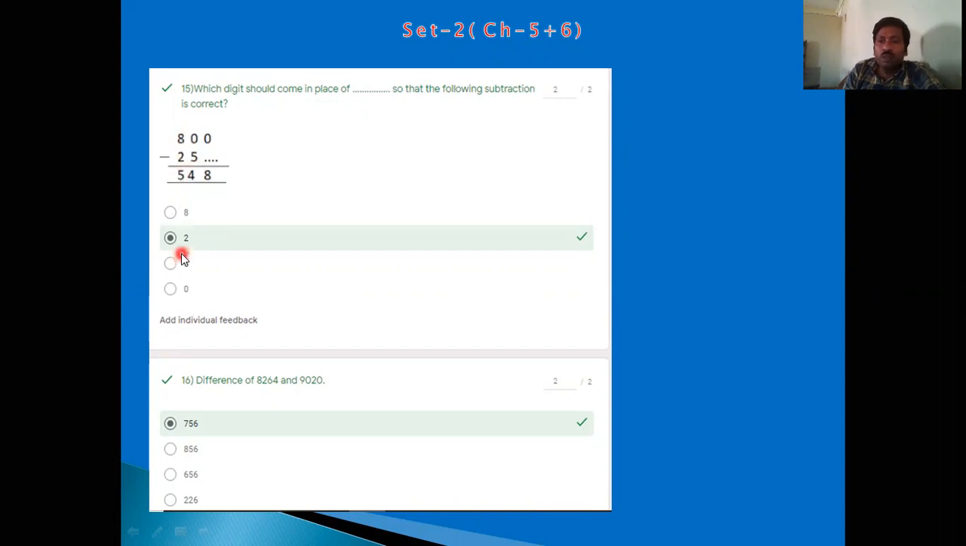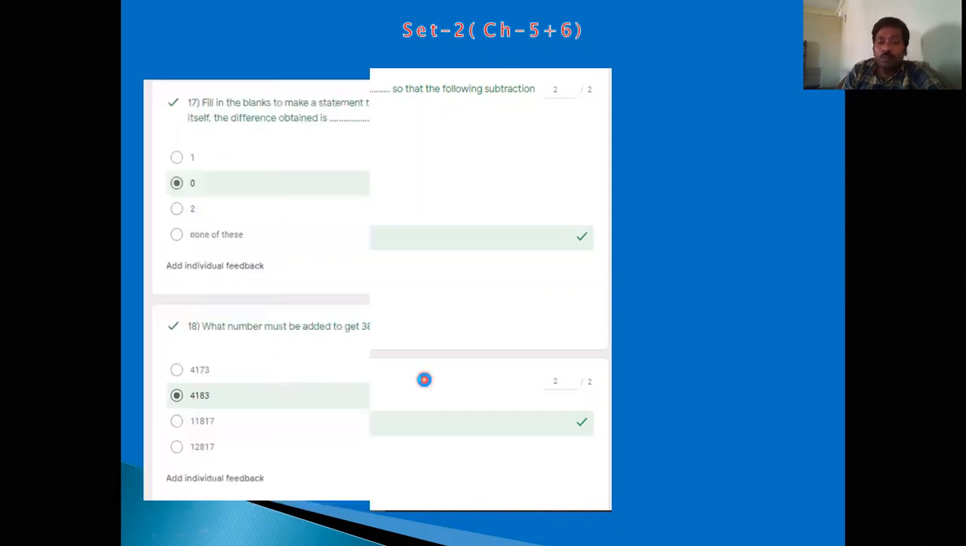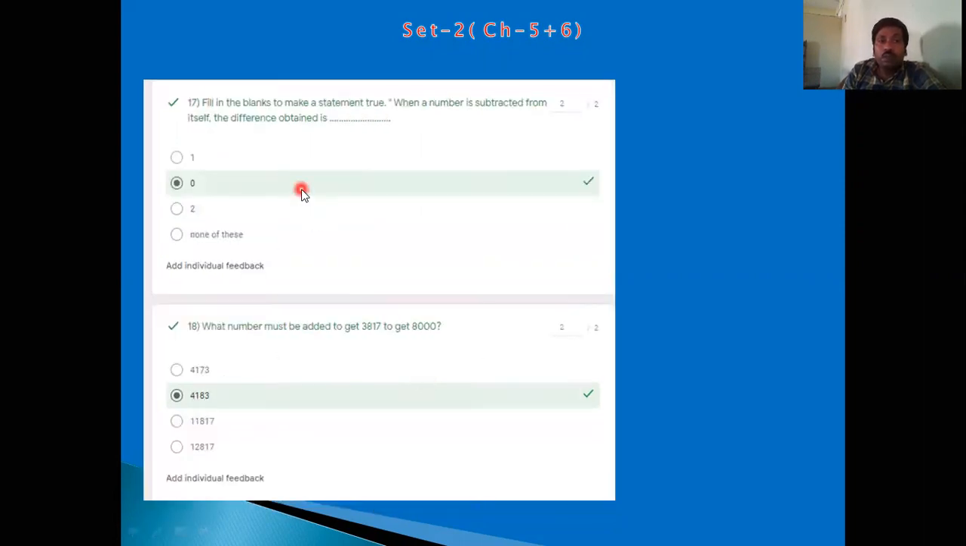Very simple question. And the difference of 8264 and 9020. This type of question I have already explained in the previous questions. We will subtract 8264 from 9020. Okay.